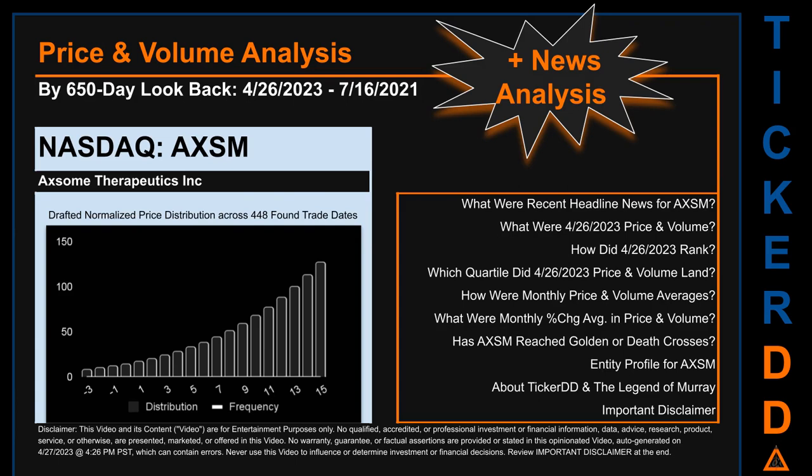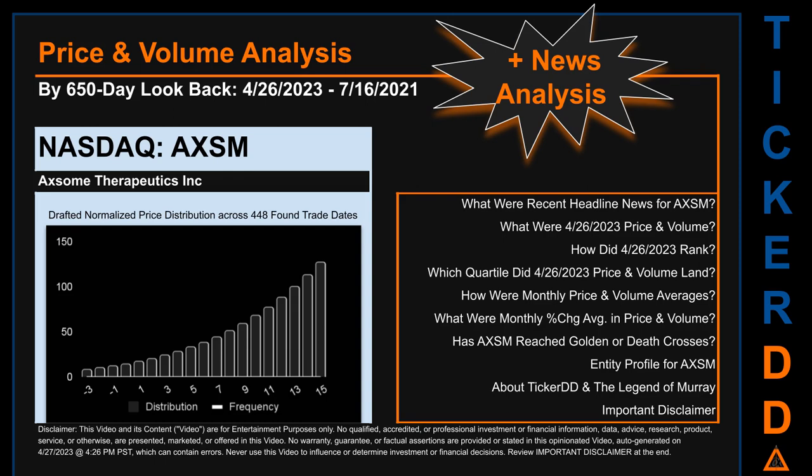AXSM went public on November 19, 2015, which was roughly 7 years and 5 months ago. Looking back 650 calendar days from Wednesday, April 26, 2023 to Friday, July 16, 2021, we found 448 applicable trade dates for use in our analysis.